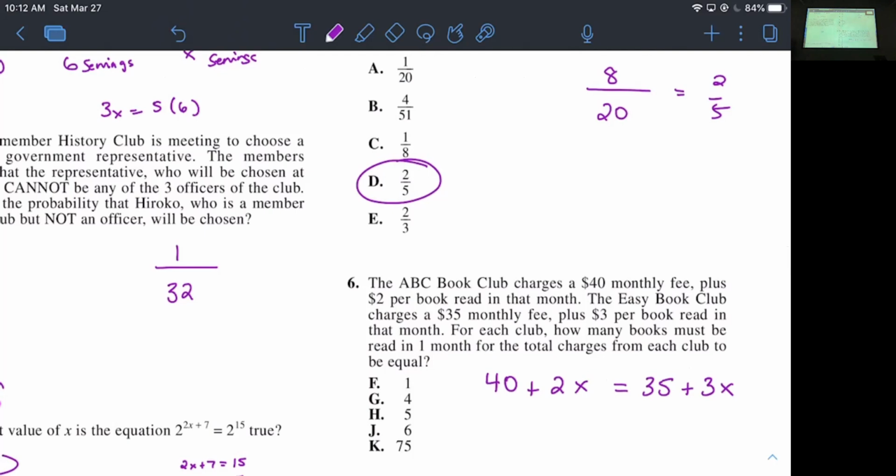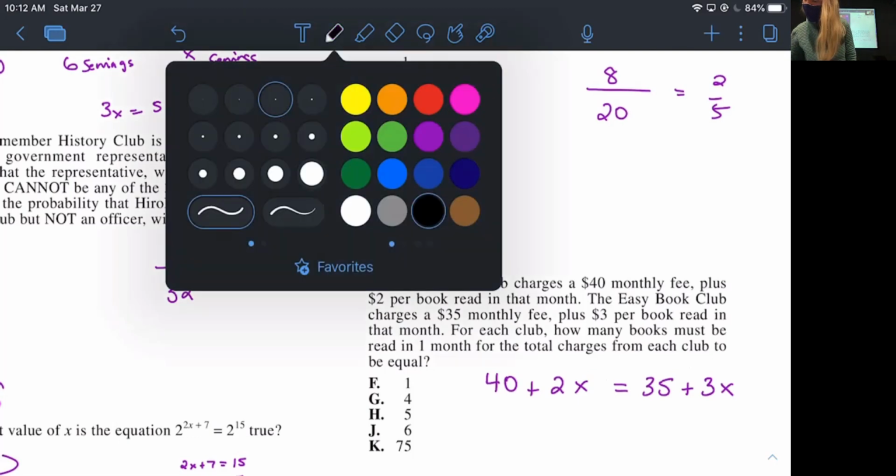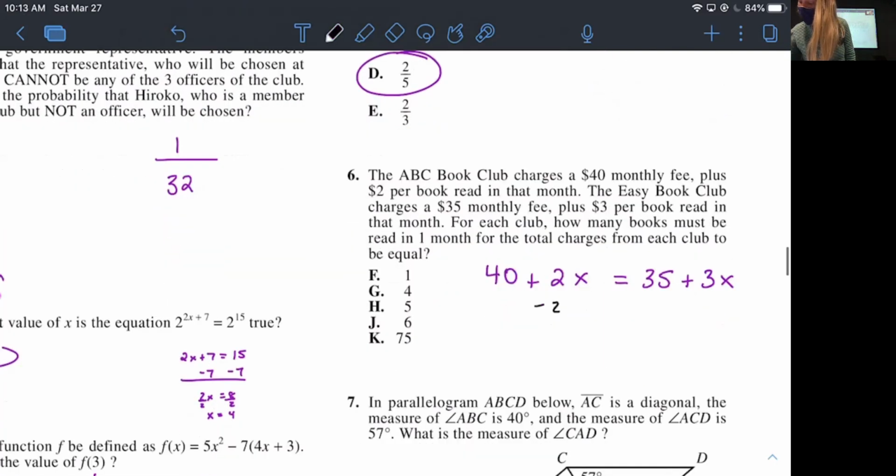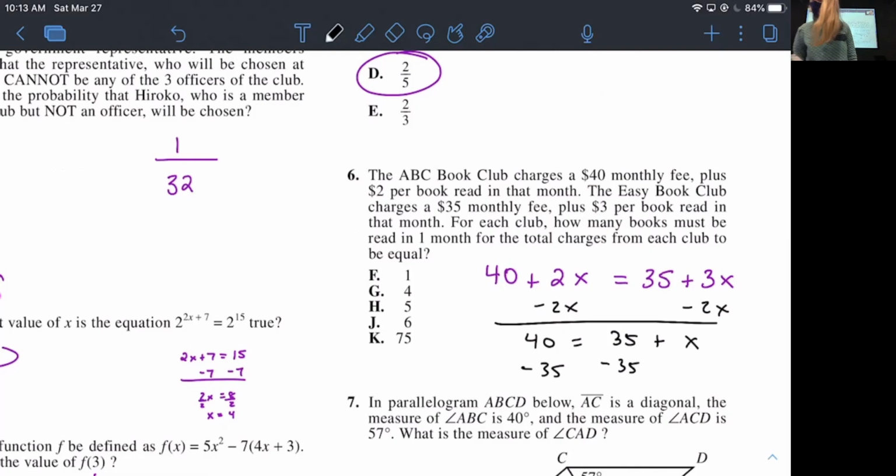Again, you can plug in one at a time until you get the two to be equal, or you can solve it. On this, I have X's on both sides of the equal sign. I've got to move one of the X's. How do I move a 2X to the other side? Subtract it, good. So subtract the 2X, and I've got 40 equals 35 plus 1X. And then what's the next step to solve? Subtract the 35. So how many books do they have to read for it to be the same? 5 books. Questions on number 6?